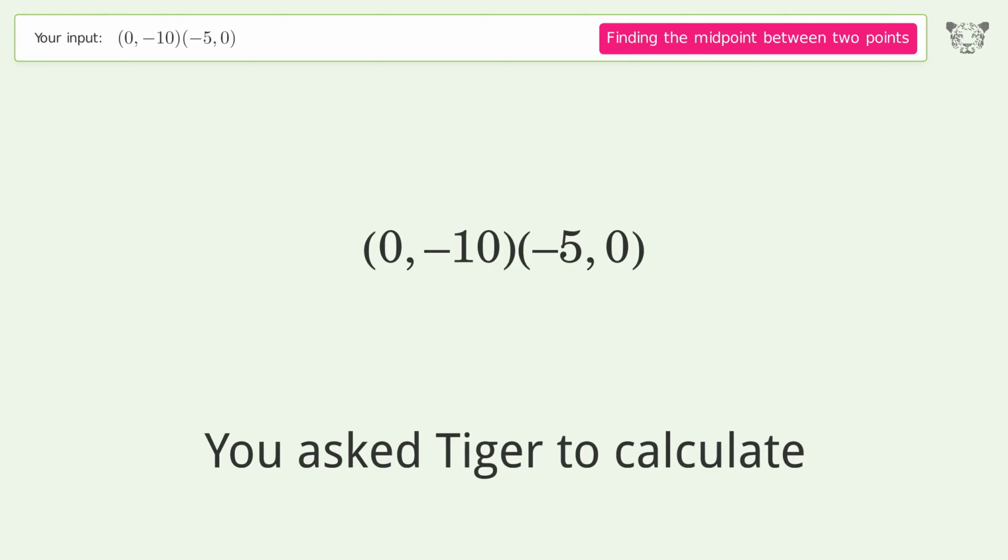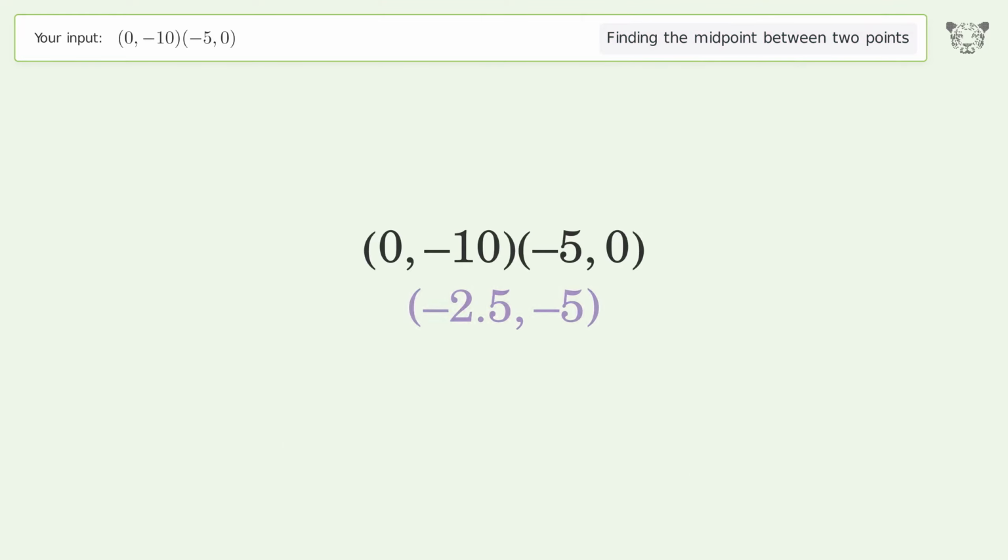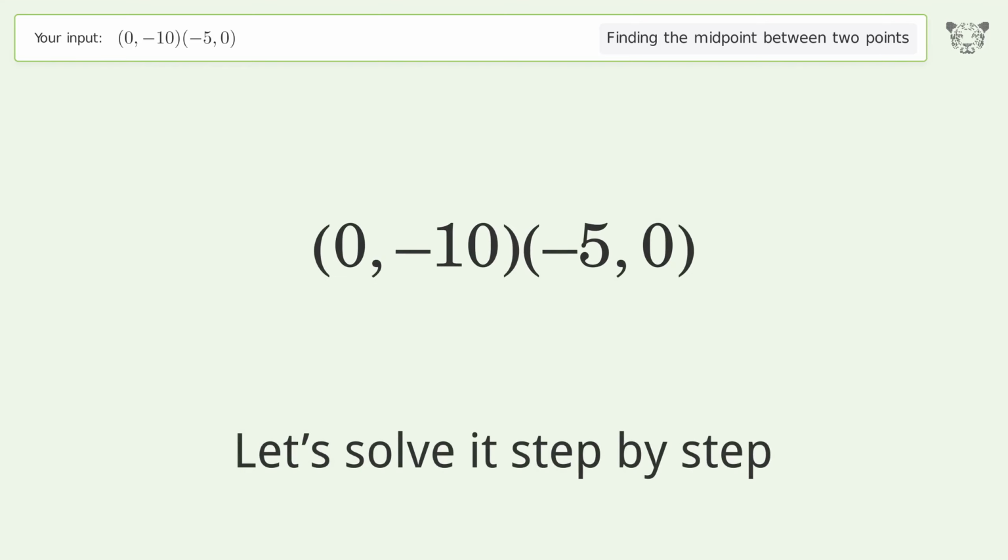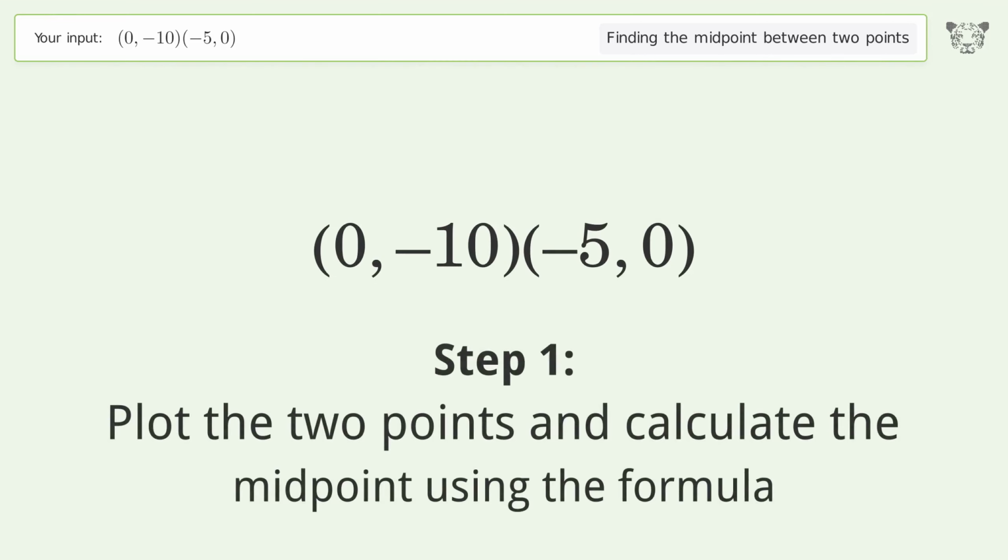You ask Tiger to calculate. This deals with finding the midpoint between 2 points. The midpoint between the 2 points is -2.5, -5. Let's solve it step by step. Plot the 2 points and calculate the midpoint using the formula.